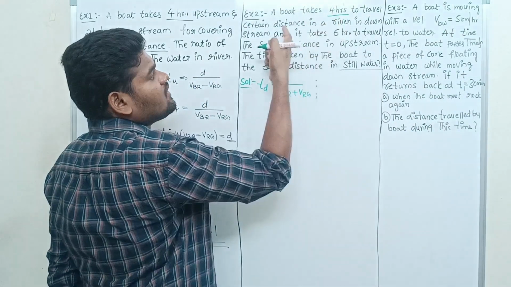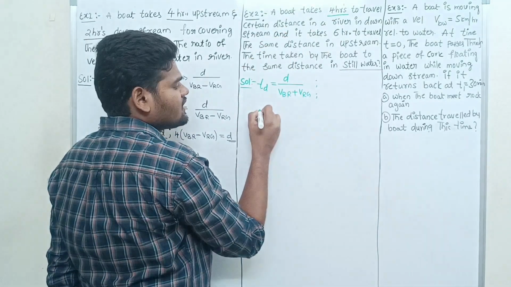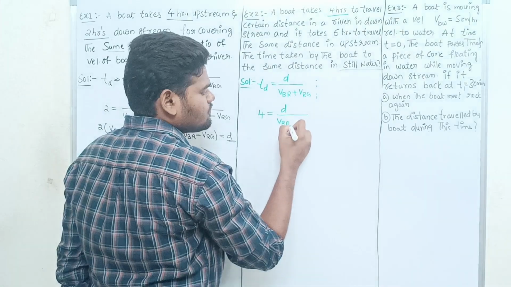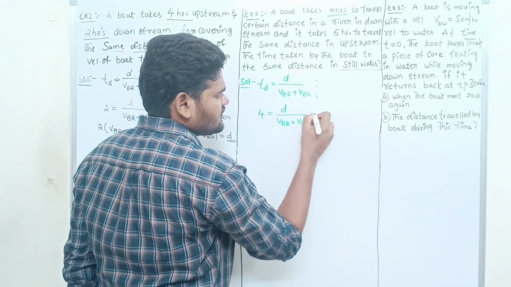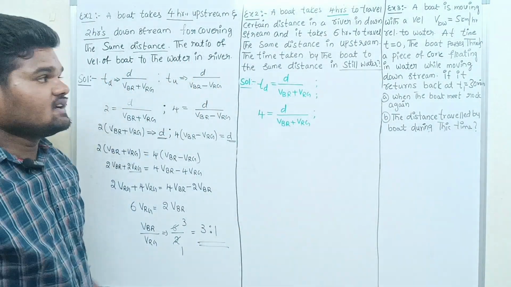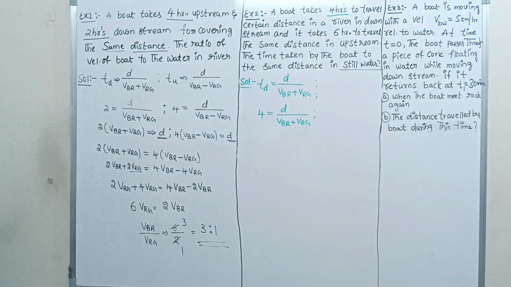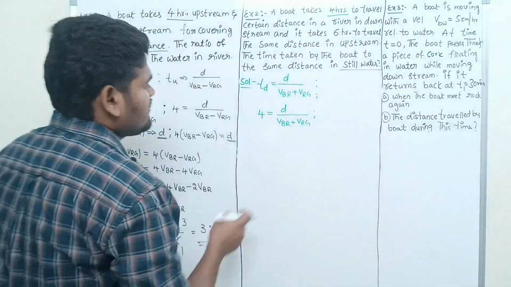So what is the time of downstream they are given? 4 hours. So 4 is equal to distance by VBR plus VRG. Okay, right. Next, what are they given? Are you able to see the board clearly? Okay, it is clear. Right.